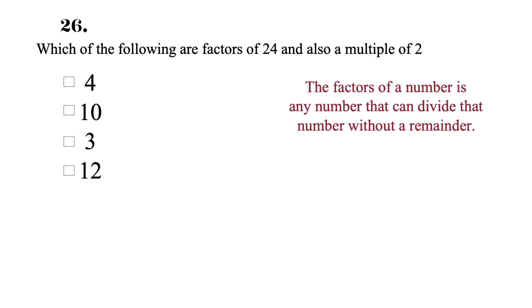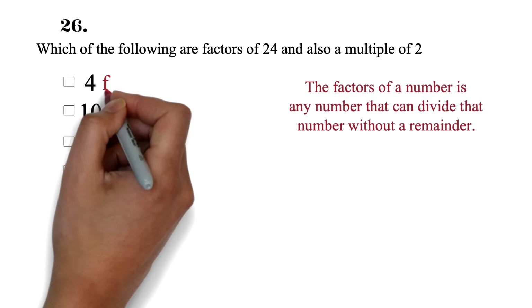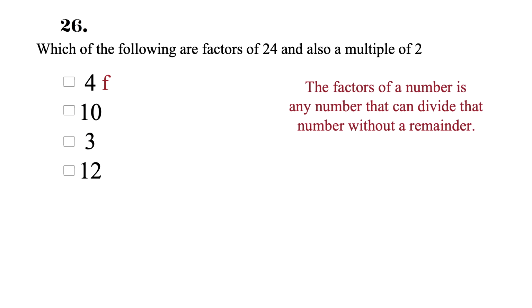Can 4 divide 24 without a remainder? The answer is yes. 24 divided by 4 is 6, so 4 is a factor. Can 10 divide 24 without a remainder? The answer is no. 24 divided by 10 is 2.4, or simply 2 remainder 4. So 10 is not a factor.